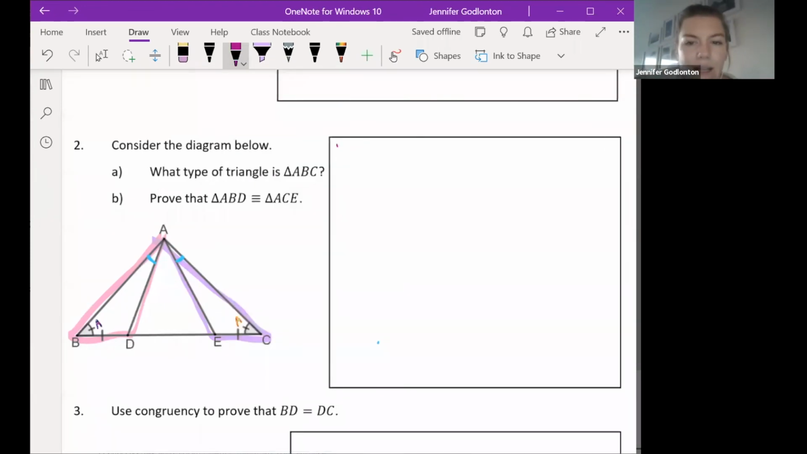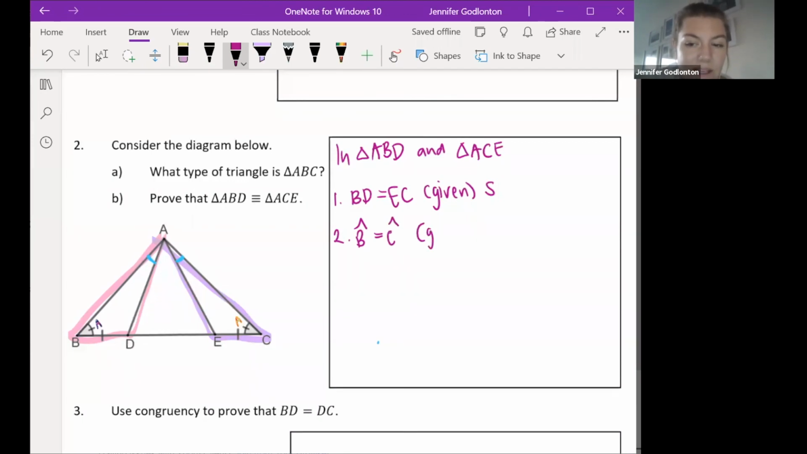The first thing we're doing is we're going to identify our triangles. In triangle ABD and triangle ACE, we always do the ones that have been given to us first, the ones that are nice and easy. So BD is equal to EC, that has been given to us, and that's a side. Then we can say angle B is equal to angle C, that's been given to us, and that's an angle.